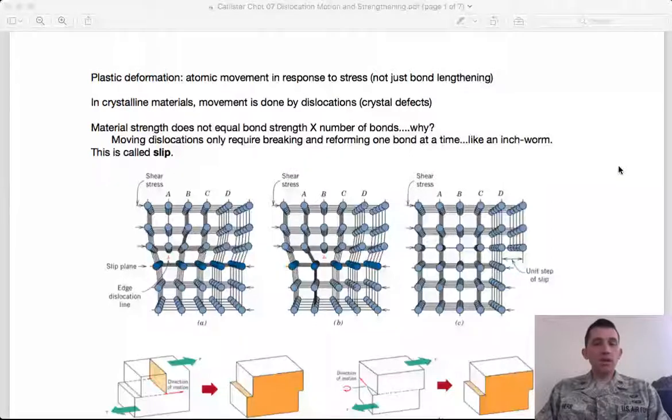So in the mechanical properties of materials lecture, we talked about stress-strain curves and especially the elastic and plastic region. Remember, elastic deformation is just a very slight lengthening of the intermolecular bonds, but not any rearranging of atomic positions. Now, plastic deformation, we're talking about just the opposite. Here we are rearranging the atomic positions. And in crystalline materials, right, this is done by moving dislocations.